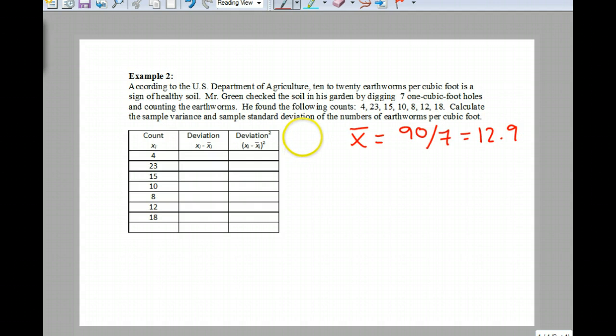Okay, so remember x bar is our mean. Yep, 4 minus 12.9 would be negative 8.9. And then 23 minus 12.9 would be 10.1. And so on. So what I want you guys to do, what is 8.9 squared? 79.21. Okay, so I'm going to pause this, and what I want you guys to do is fill in this chart.